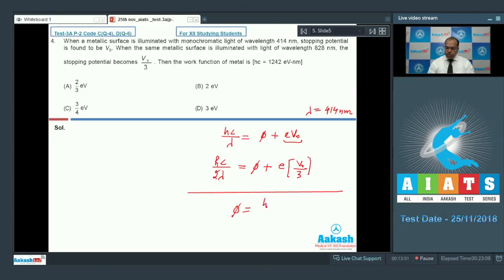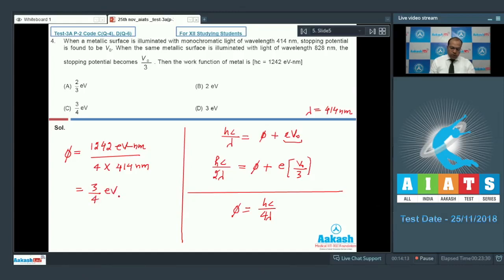It comes out to be hc by 4 lambda. So if I substitute the value, hc is 1242 electron volt nanometer divided by 4 into lambda, and lambda is 414 nanometer. So if I solve this, it comes out to be 3 by 4 electron volt. So option C is the correct answer. So the correct answer for question number 4 is option C. Let's move to question number 5.